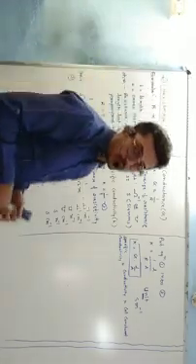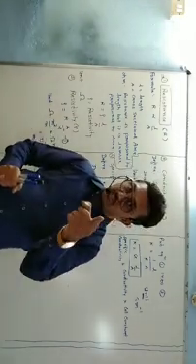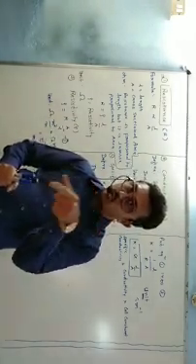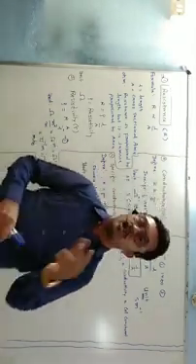This is fourth important point. Just see again, I remind you all. Resistance R is equal to rho into L by A. Resistivity rho is equal to R into A by L.